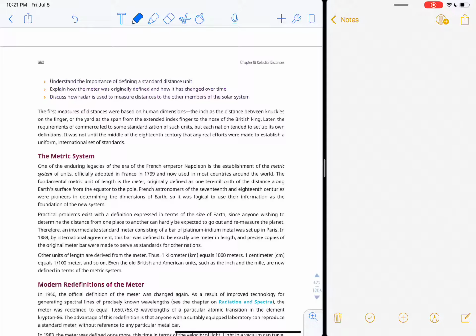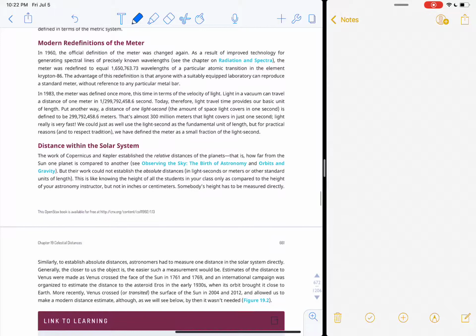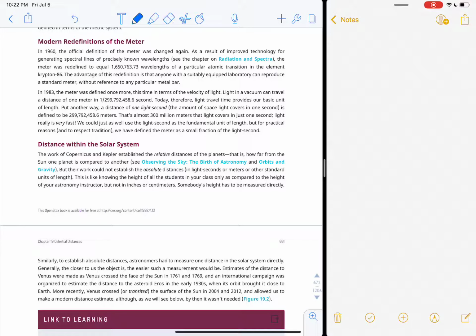The meter was originally defined as 1/10 millionth of the distance from the equator to the North Pole, and now we've redefined it in terms of the speed of light. So the distance that light travels in 1/299,792,458th of a second is the distance of 1 meter. So 1 light second, the distance light travels in 1 second, is about 300 million meters, which means it's pretty fast.